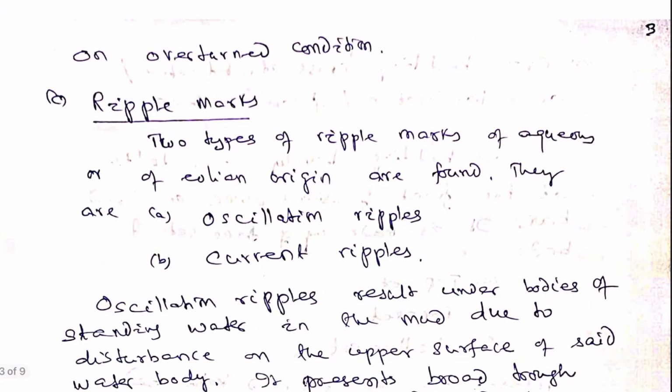Next, the ripple marks. How ripple marks are useful in determination of top and bottom of beds. We generally find two types of ripples. One is oscillation ripple, the other is current ripples.